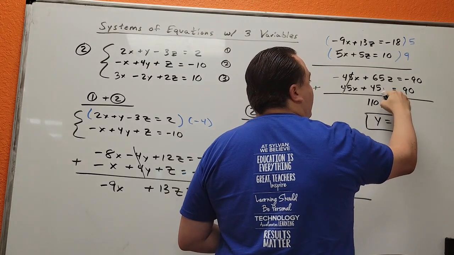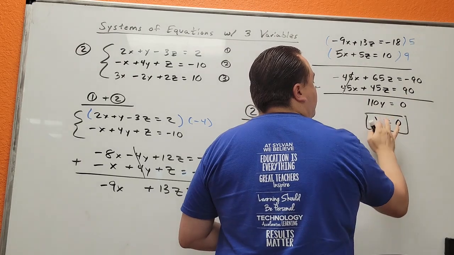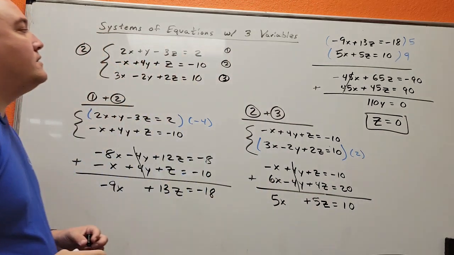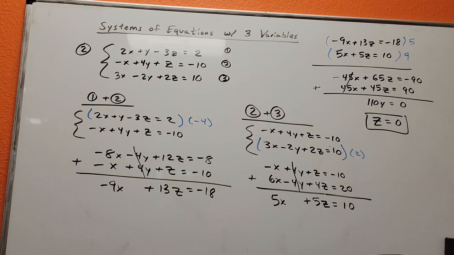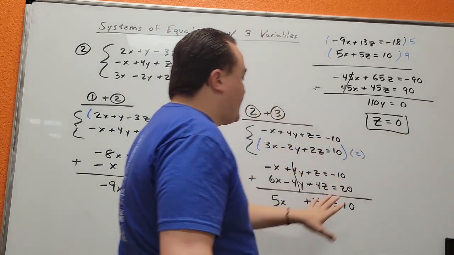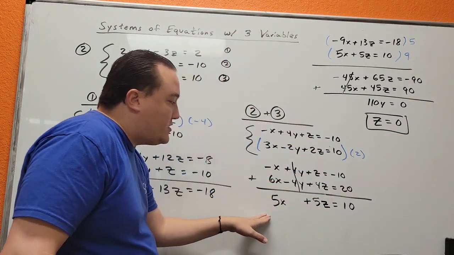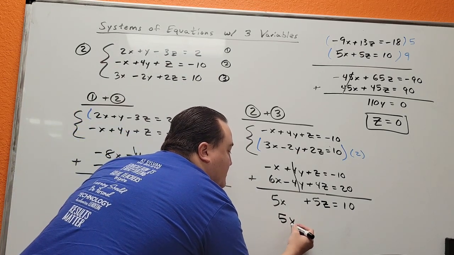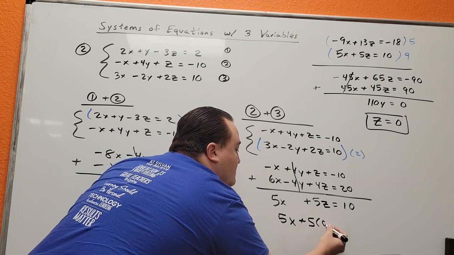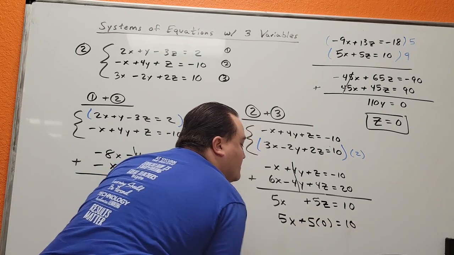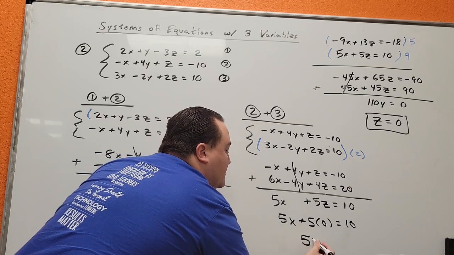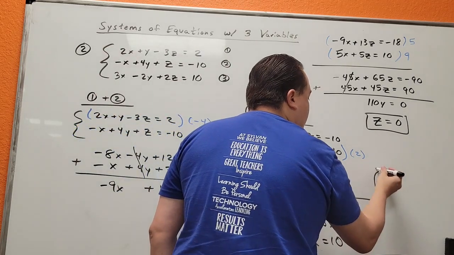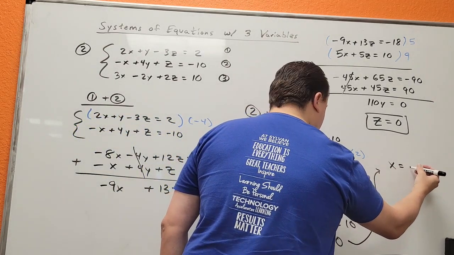And it's actually z, it's not y. I keep writing y. Whoops. It'll make me want to redo the video. Alright, so we had z equals 0. Now we can take that, plug it into the one of the equations that you had two letters for. So if we plug that in here, we have 5x plus 5 times 0 equals 10. So 5x equals 10, which gives us x equals 2.